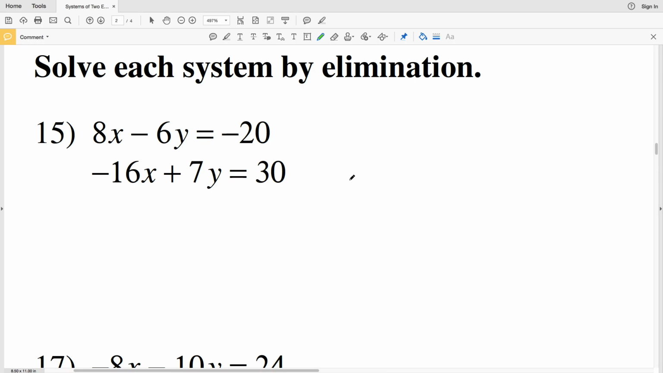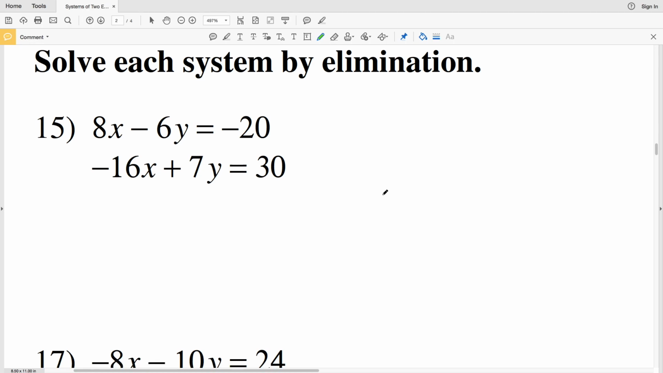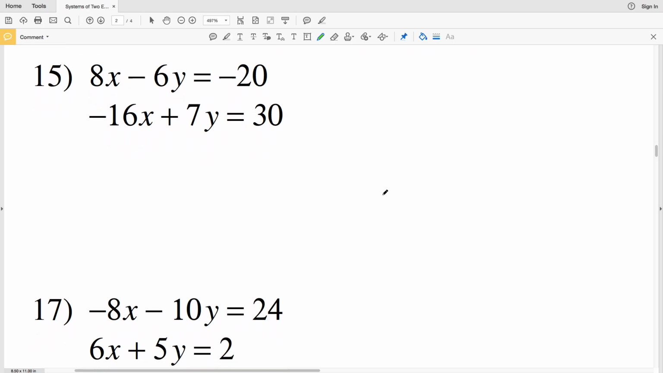In this video, we're going to finish the Systems of Two Equations worksheet on the KutaSoftware website under the Infinite Algebra 2 section, finishing this last page where we're going to start by solving each system by elimination. And what that means is we're going to try to eliminate a variable within the system and then solve for that remaining variable, use that new value, and solve for the one we originally eliminated.